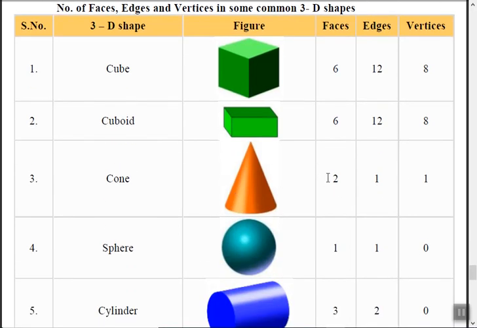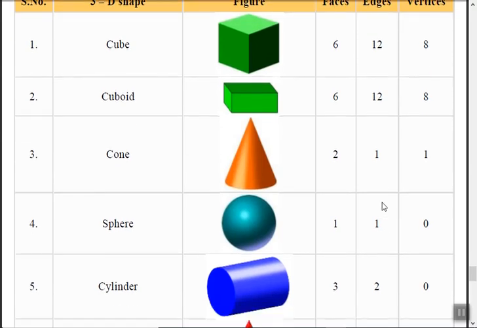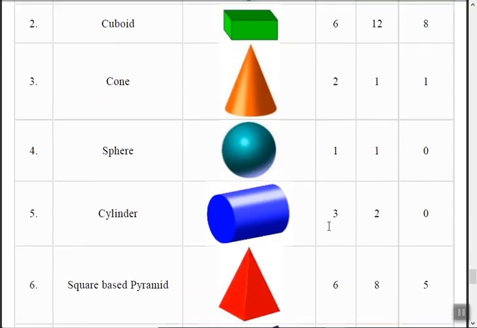Cone, it has 2 faces. Why 2 faces? This circular one and the bottom one. Okay. Edges, only one edge, this bottom one. Vertices, only one, this top one. Okay. Sphere, one face. Now what is the edge? It is one edge. Why one edge? Where the faces meet. So it's only one edge and 0 vertex because there is no point. Cylinder, 3 faces, 1, 2 and this circular one, and then 2 edges, this corner one and the other corner, and 0 vertex because there is no point over here.